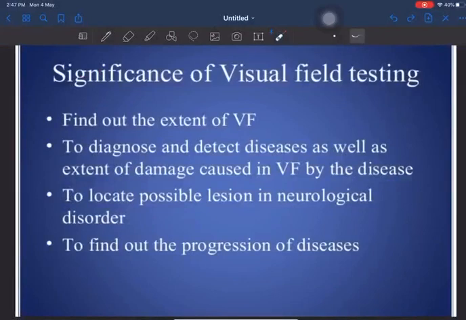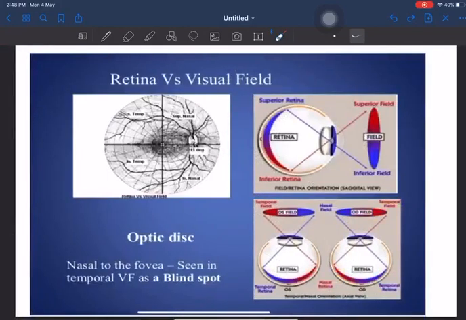Why do we have to do the visual field testing? What is the significance? To find out the extent of a person's visual field, to diagnose and detect any diseases, to locate the possible neurological lesion, and to find out the progression of the disease.